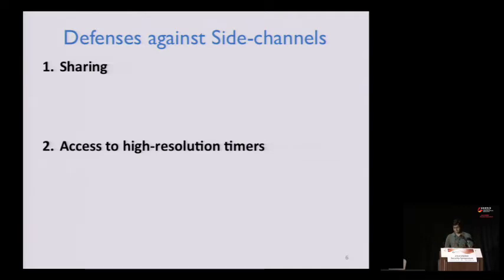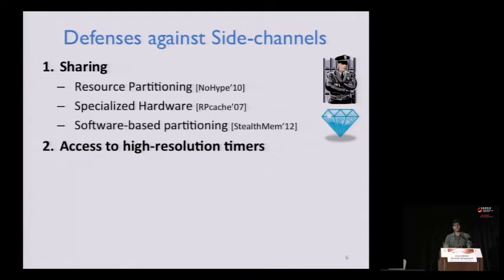In the past, people have looked at various defense mechanisms, particularly for the first two requirements. They have proposed defenses that do not allow sharing, for example by partitioning resources between tenants, using specialized hardware that obfuscates sharing, or using a software-based partitioning mechanism. Although these defend against cross-VM side channels, they often result in low resource utilization or require non-commodity hardware that's not available in the market yet.